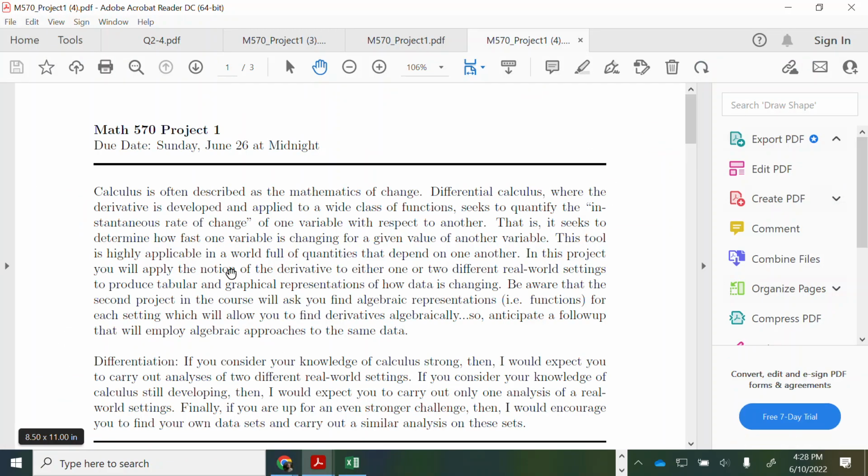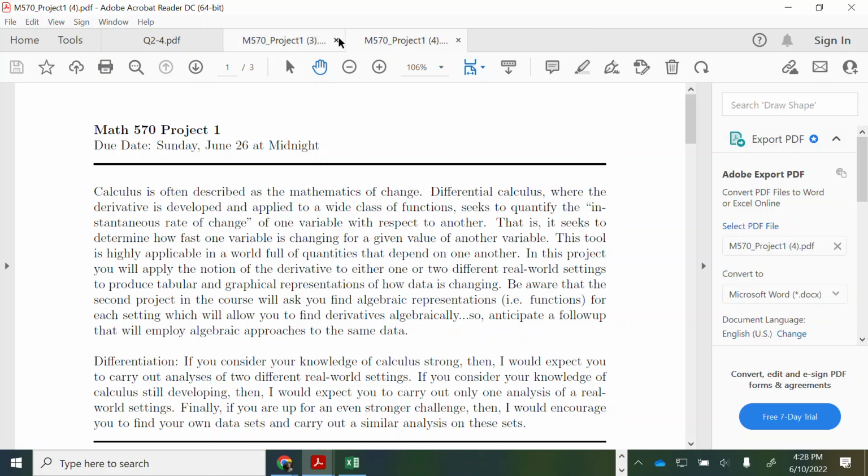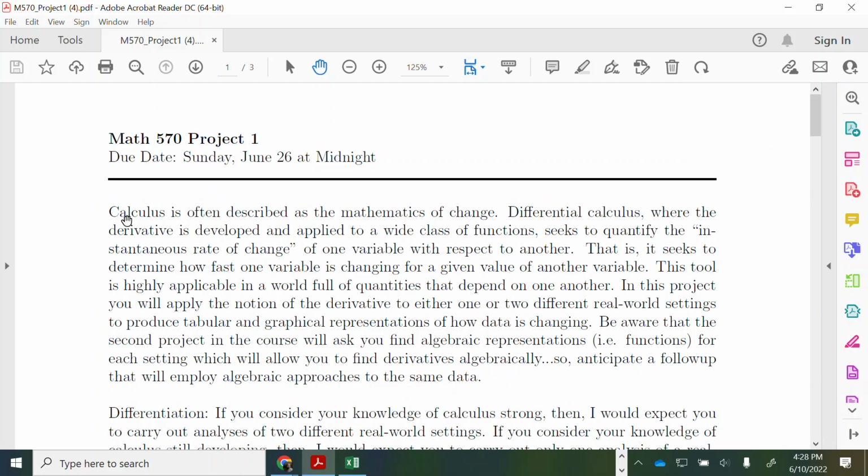So opening this up now in my PDF viewer. I guess I got a couple copies of this. There it is. So let's just read through it.